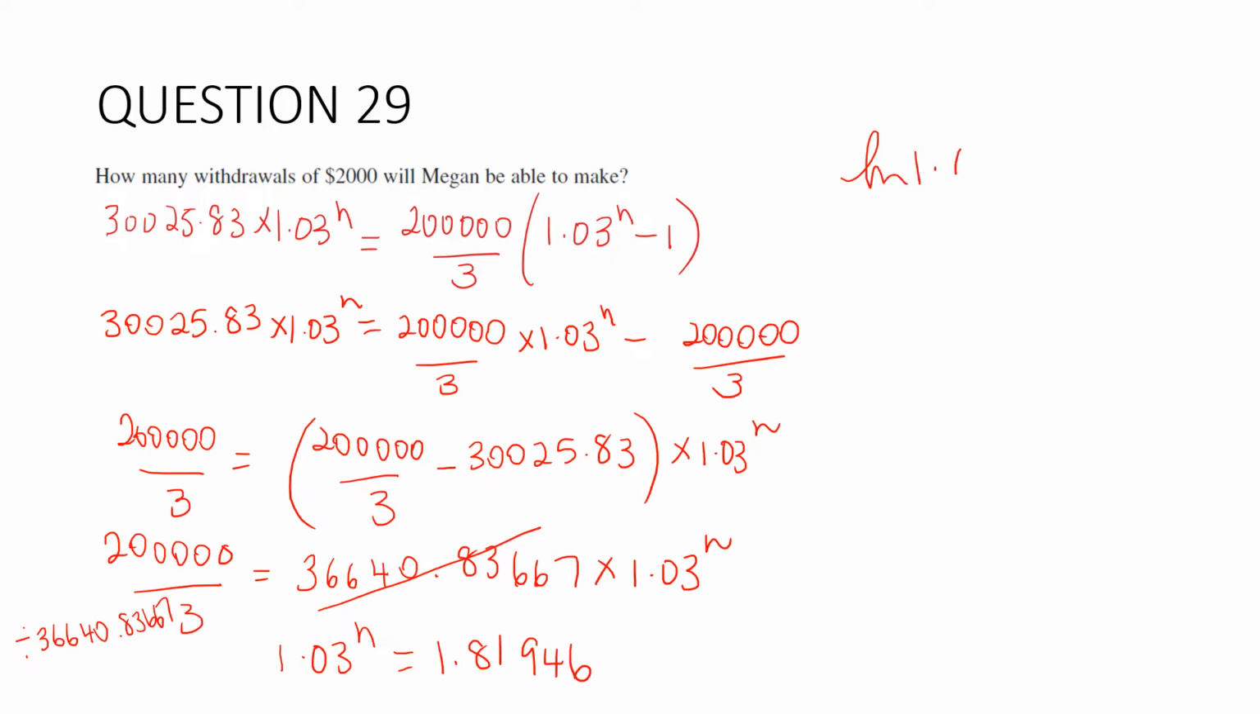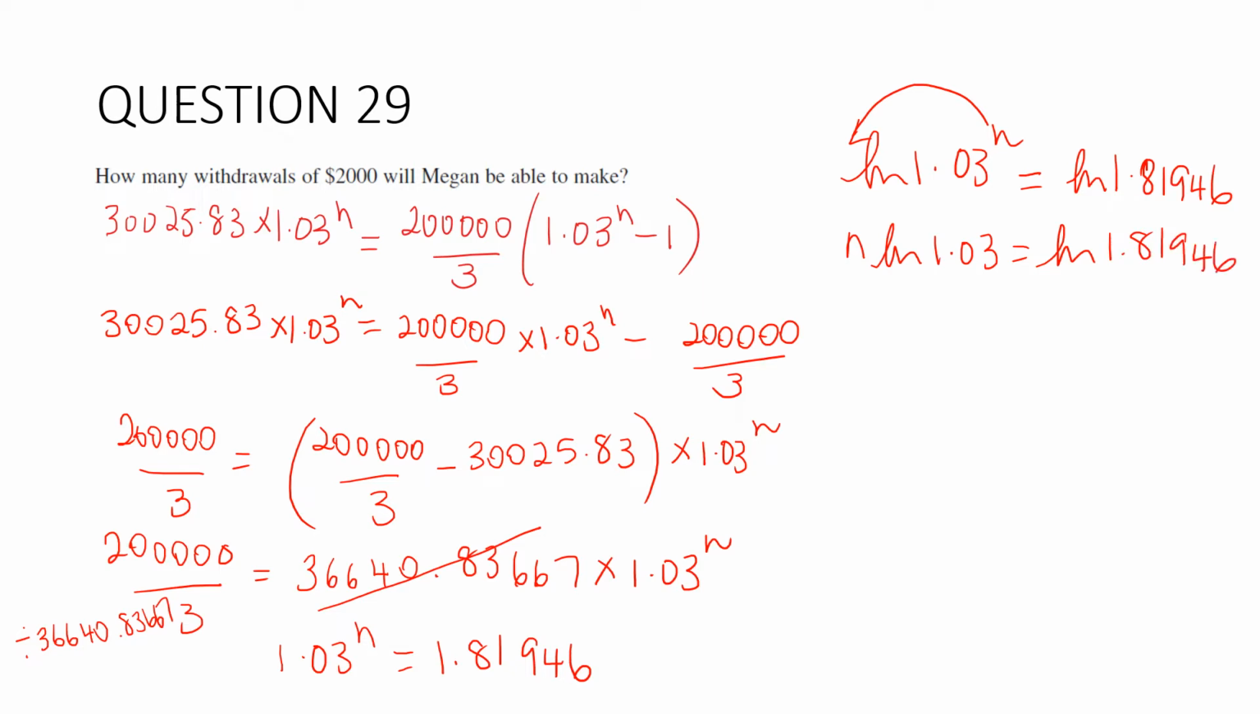ln 1.03 to the n equals ln 1.81946. Bring the n down. n ln 1.03 equals ln 1.81946. Divide both sides by ln 1.03, and we will get our answer. Let's look at that in the calculator. So ln of the answer divided by ln 1.03 is 20.25.